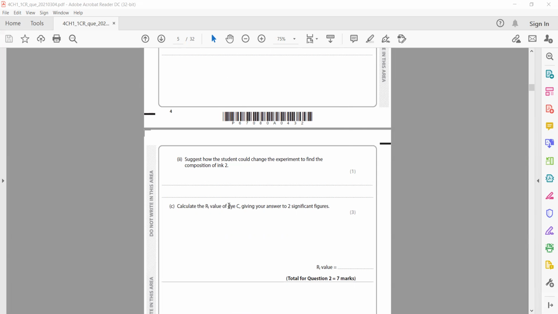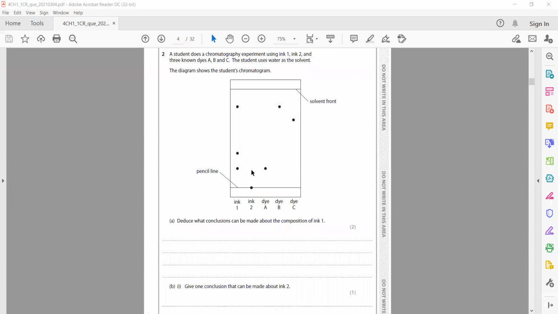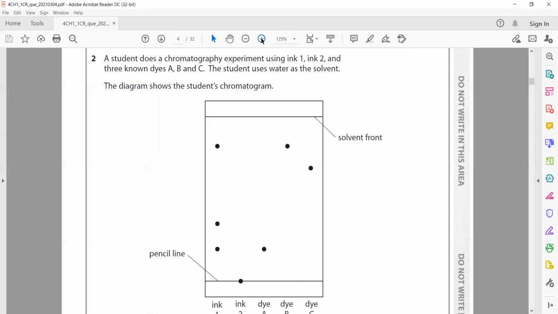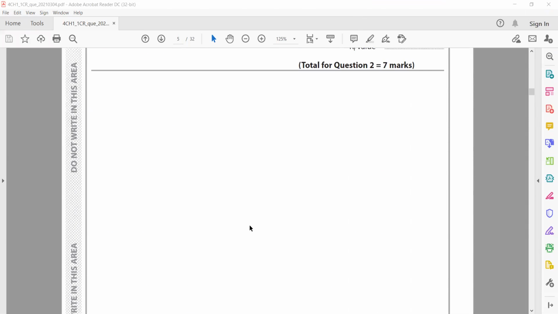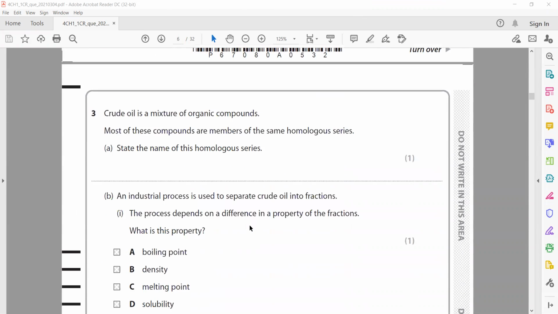Calculate the RF value of the dye C. How to find the RF value? The RF value is the distance moved by the spot divided by the distance moved by the solvent front from the origin. So we measure the distance of the spot from the origin, and we measure the distance of the solvent front from the origin. If I say this one is A and this one is B, then A divided by B will give us the RF value. For this you have to use a ruler on a hard copy to work out the RF value.